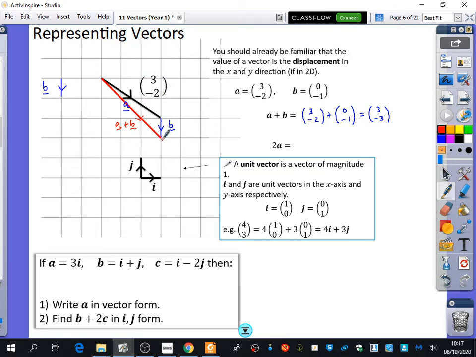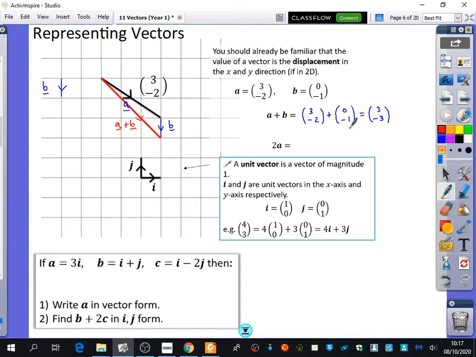Hopefully it makes sense that to find out how much it's going across overall, you just look at the across bits and add them. Then to find out how much it's moving up and down, you look at those bits separately, because they're perpendicular to each other, so they don't interact with each other.